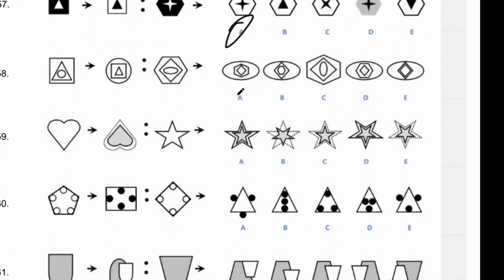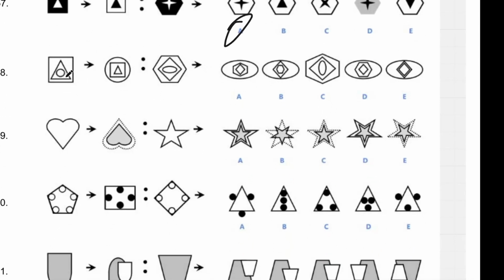For question number 58, we have circle, triangle. This middle shape goes on the inside. So the middle shape is going to go on the inside. So we have a diamond inside, which means that as a smaller shape. So we have to cross out this, and not quite that yet.